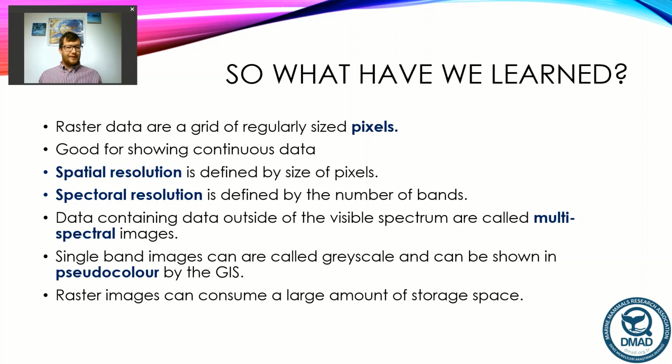Spectral resolution is defined by the number of bands. So do we just have one black and white band, or do we have RGB values, or do we have multispectral values? And you'll remember that these multispectral values are the ones that occur outside of our visible spectrum. The single band images that we can have are called grayscale, and these can be shown in pseudo color by the GIS. You remember I talked about the idea of elevation and coloring our elevation values from black and white so that they represent something which is much easier for us to interpret.